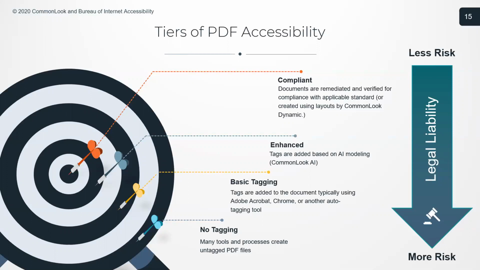And then finally, you have documents that are remediated and verified manually that are fully compliant. And there are also tools that can generate fully compliant documents that are template-based. So there are ways to generate fully compliant documents either through some tools or through manual checks and balances. But we'll talk about now what's involved in creating compliant documents. When we say compliant, we're saying standards compliant. So a document is certified as WCAG 2.1 AA compliant and meets all the checkpoints and requirements.